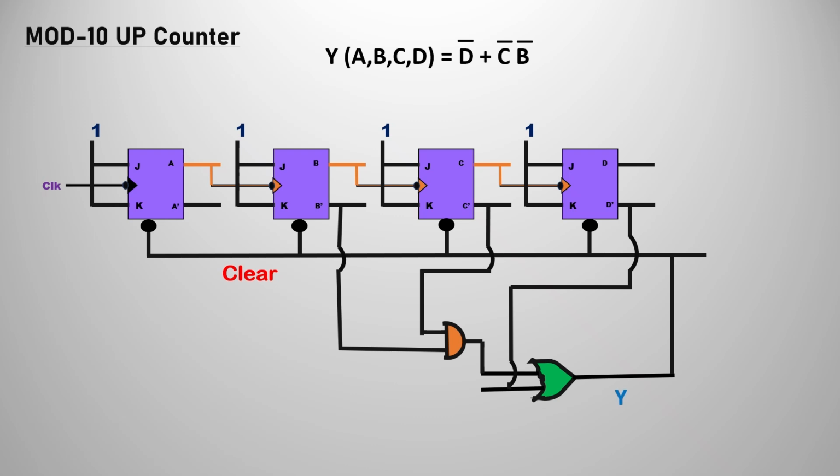Already we have the output expression Y, that is D bar plus C bar B bar. So we are just going to join the things with the help of an AND gate and OR gate. We have already B bar, C bar, D bar with the help of the flip-flops. So this is very simple but very important. We can also implement any kind of logic that we want with the help of these K-map rules. In the same way we can implement mod 5, mod 6, mod 8, mod 10, anything that we want, because this is a full modulus counter.